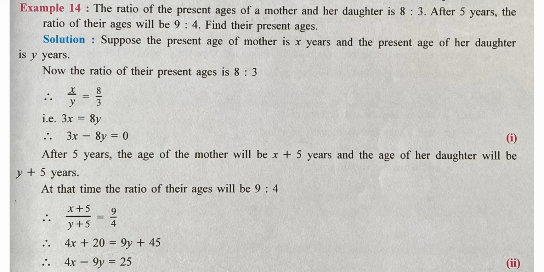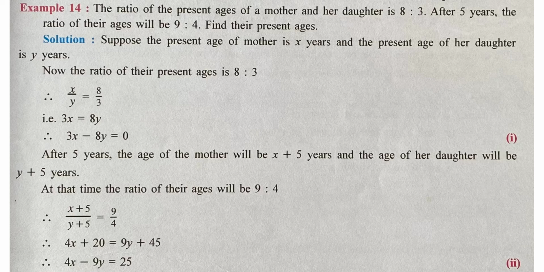Now after 5 years, the ratio of their ages is 9:4. The present age of the mother is x. So after 5 years, the age of the mother will be x plus 5 years, and after 5 years, the age of the daughter will be y plus 5 years. So according to the condition, (x plus 5) upon (y plus 5) is equal to 9 by 4. On cross multiplying we will get 4x plus 20 is equal to 9y plus 45, which gives 4x minus 9y is equal to 25, which is our second equation.